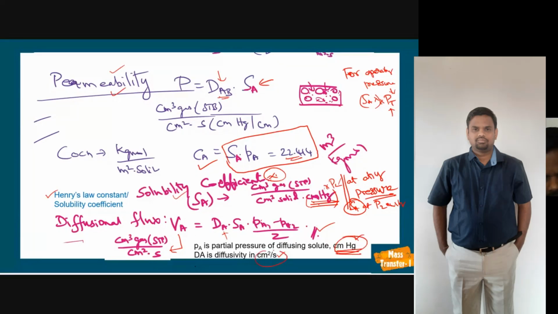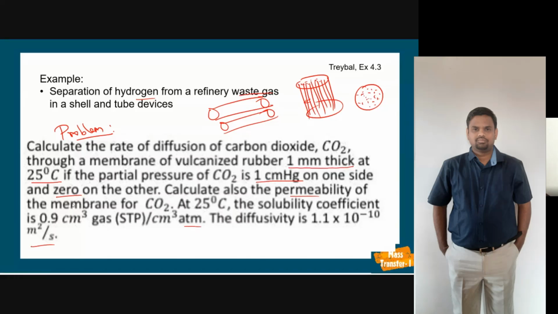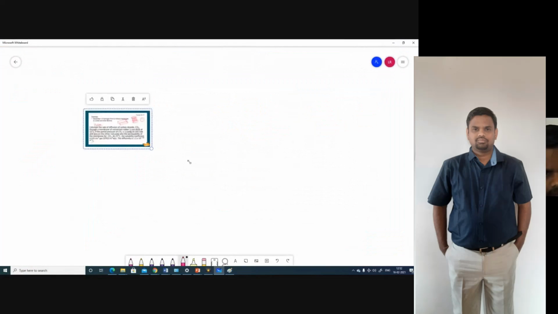Okay. So how to solve this? We have to substitute the values in this formula. But this formula clearly mentions in which unit you have to substitute. Diffusivity is given in meter square per second. You convert it to centimeter square per second. Partial pressure is given in atmosphere. Convert to centimeters of mercury. Then you can substitute here. Okay. Z also should be in centimeters. SA unit is given here. It is also given per atmosphere. You have to multiply by the operating pressure to get the values.